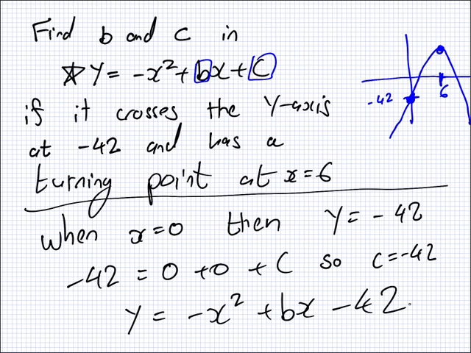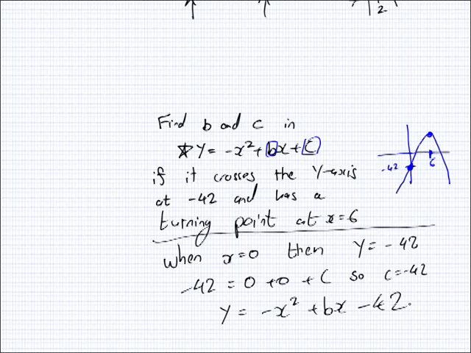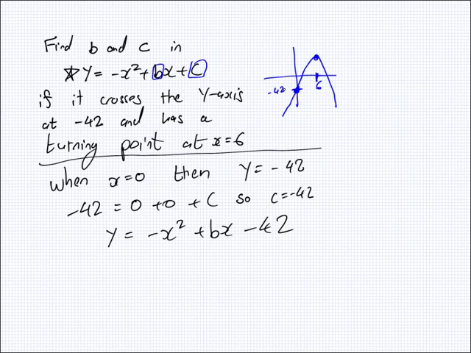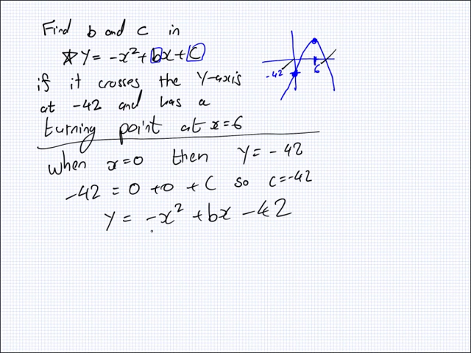Okay, so let's get the b. We've already made use of the 42, so now we need to make use of the 6. The turning point is supposed to be at 6. Let's pretend we're trying to find the turning point. What would I do first here? Well, I'd factor out the minus 1. So I'd get y equals minus bracket x squared minus bx plus 42. Yes? And then what would I do next?